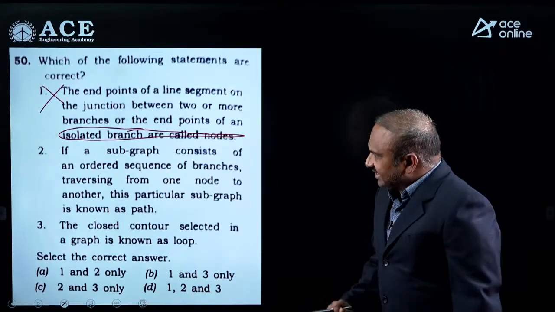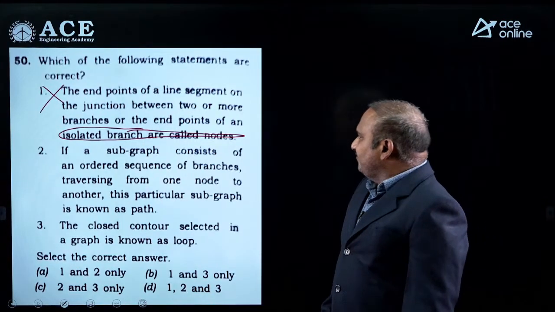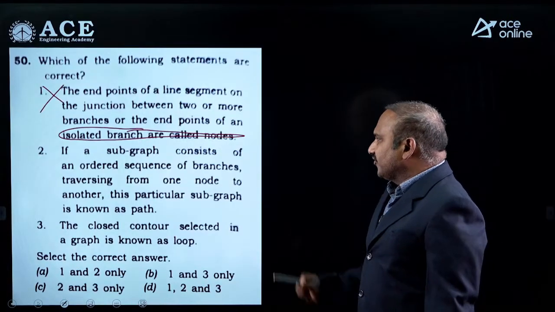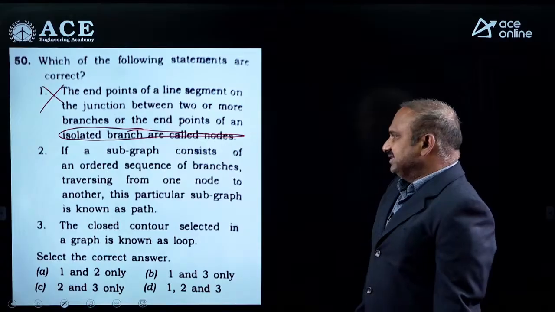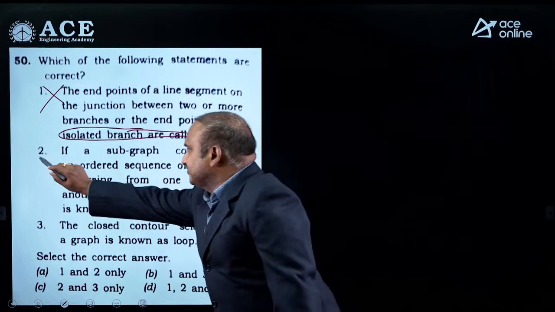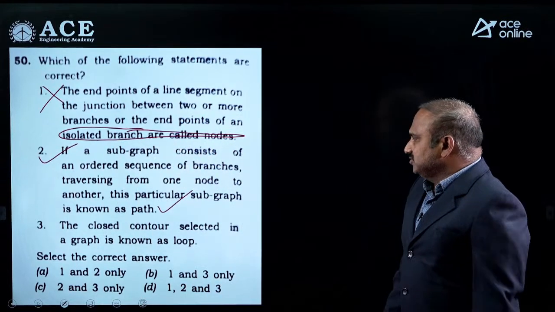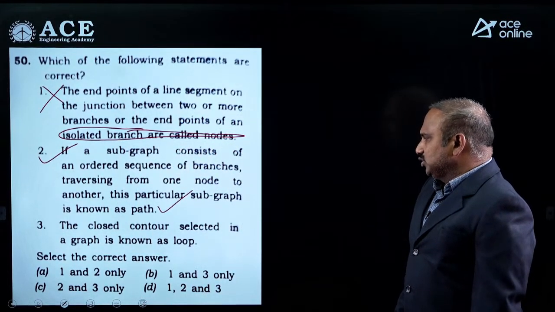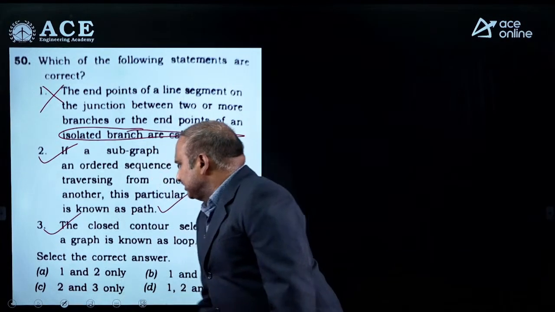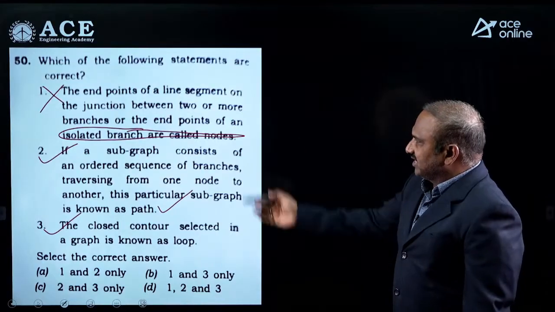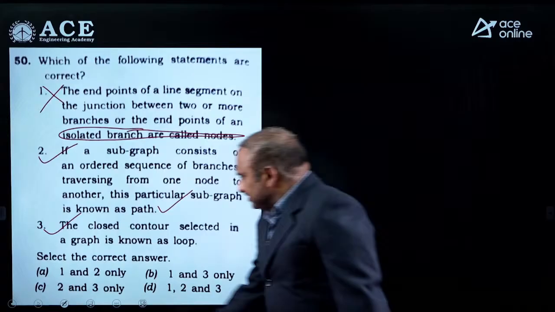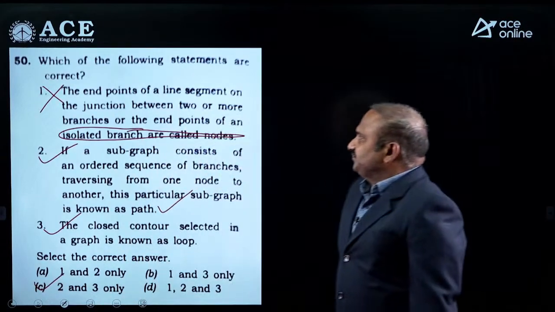And the second statement: if a subgraph consists of an ordered sequence of branches traversing from one node to another, this particular subgraph is known as a path. It is a correct statement. And a closed path, the closed contour selected in a graph, is known as a loop. It is also correct. That's why, as per the given statements, statements 2 and 3 are correct. C is the correct option.